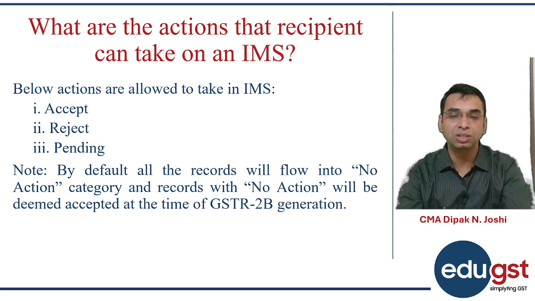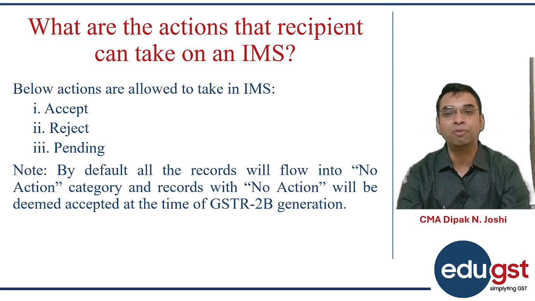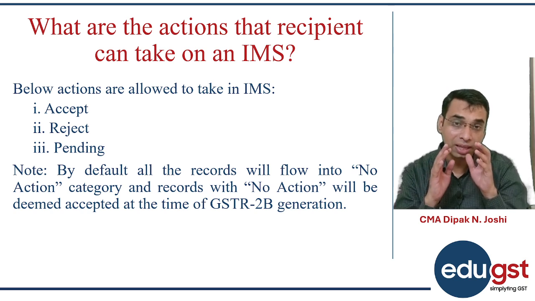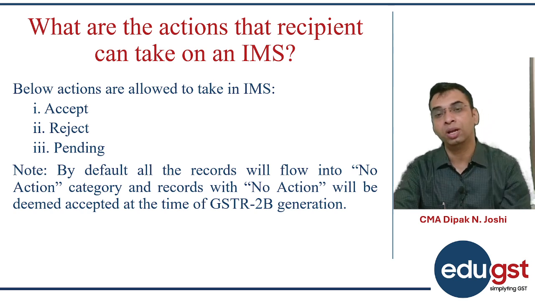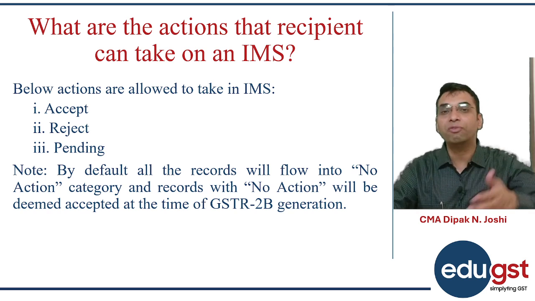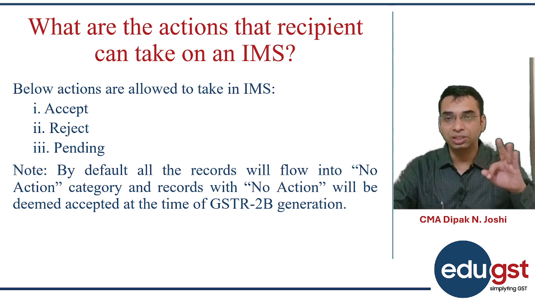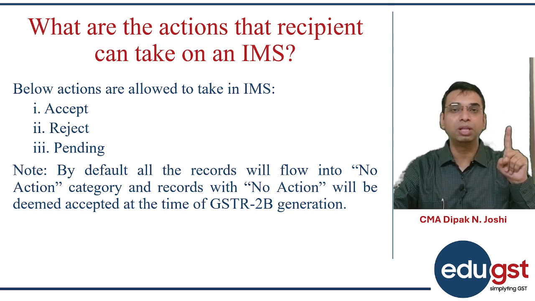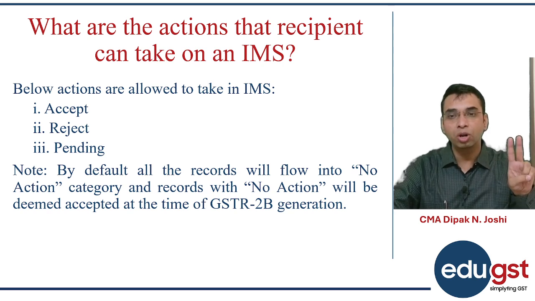This will change the overall landscape of availment of ITC. Now, what are the actions that the recipient can take on an IMS portal? This is very important. What kind of actions? There are three actions. Either you will accept the record, you will reject the record, or you will keep those records pending for future action.